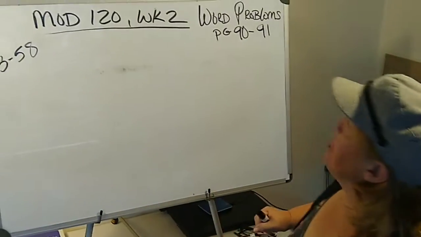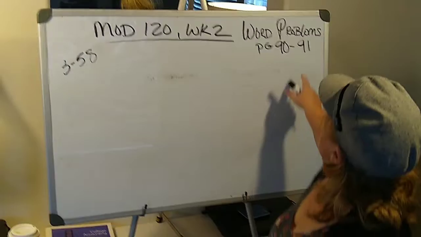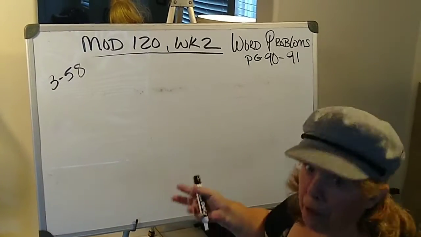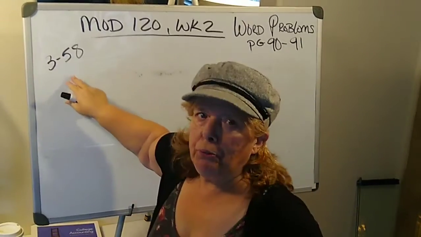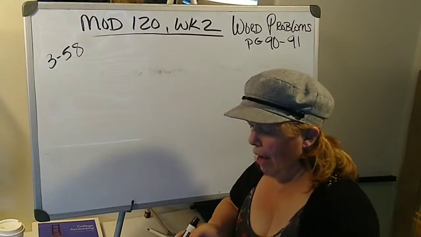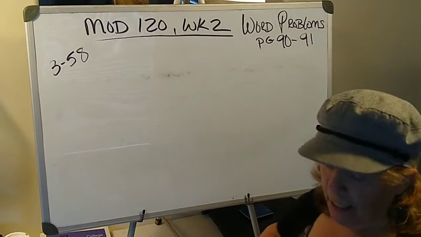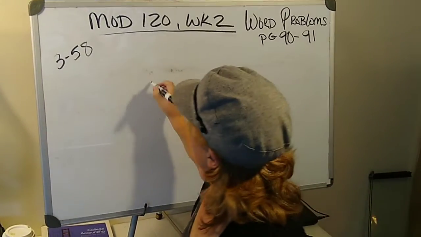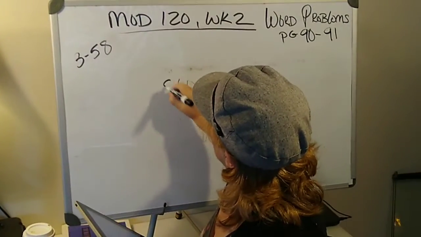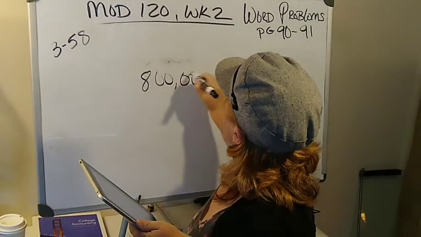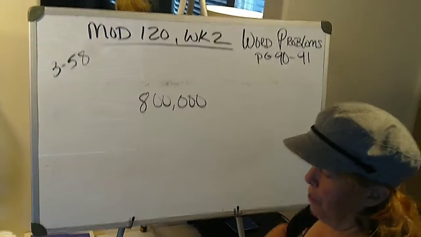Okay, so now we're going to do 3-5-8. This is on page 91. Again, that's my book. I don't know if it's the same page in your book, but just look for that number, 3-5-8. Now, the question is, assume that in the year 2017, 800,000 people attended the Christmas Eve celebration at Walt Disney World.